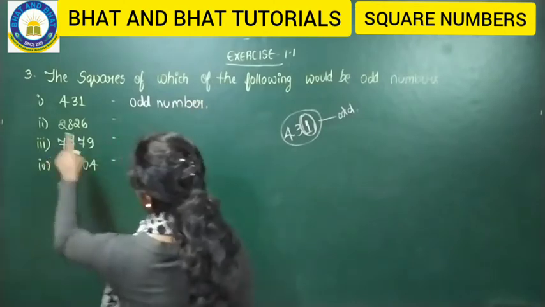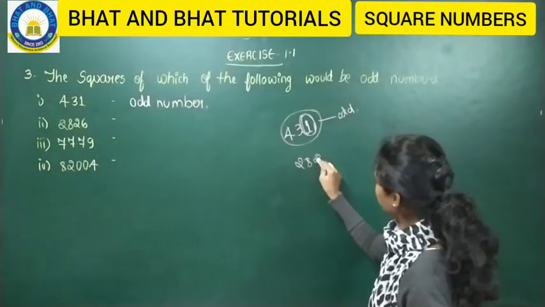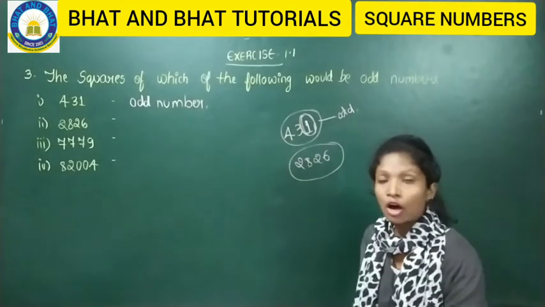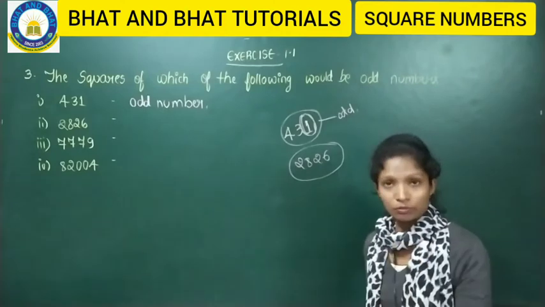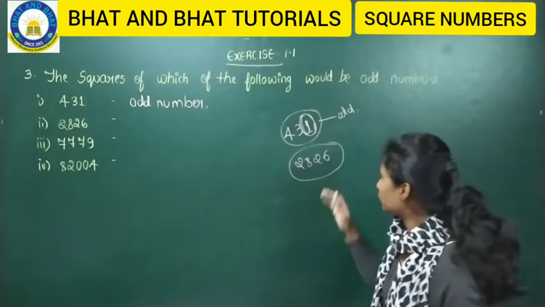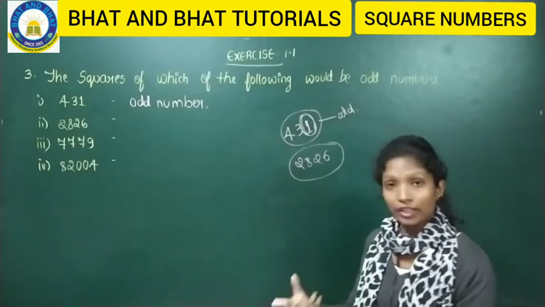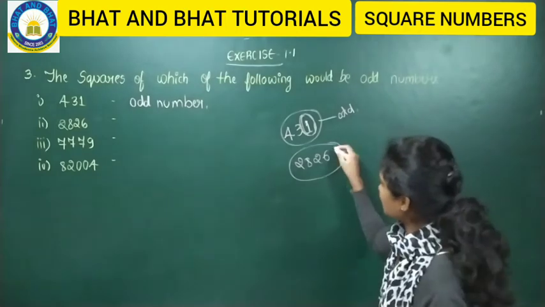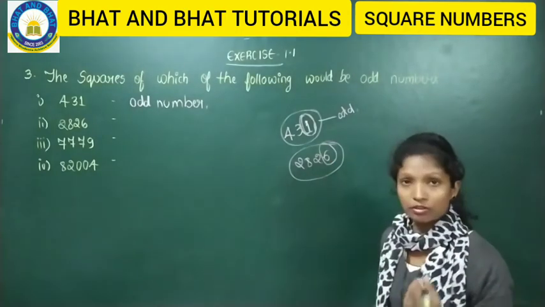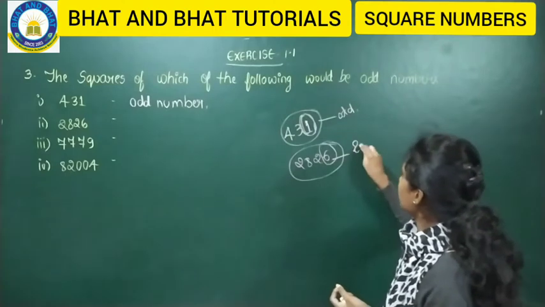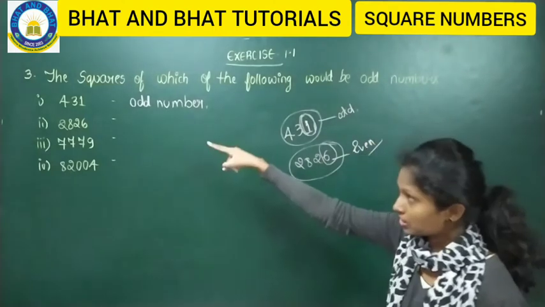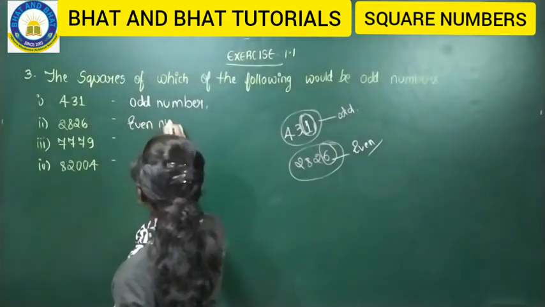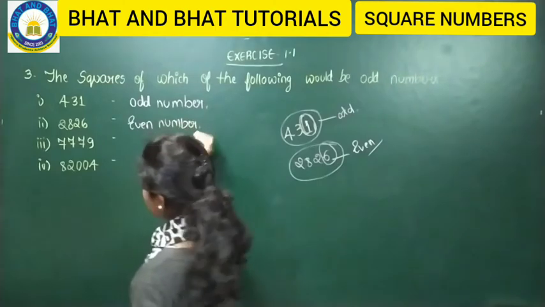Fine. So take the second one now, that is 2826. Is this an even number or an odd number? How to find out this? The squares of the even numbers are always even. How to find whether this is an even number? Do we have to start writing even numbers from 2 to infinity? No, don't do that. The easiest method is to see the last number, whether it is an odd number or an even number. 6 is an even number. So this 2826 is an even number.